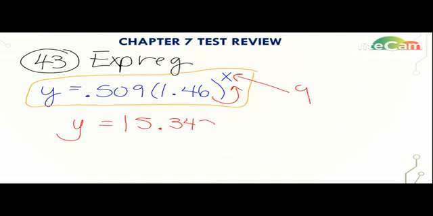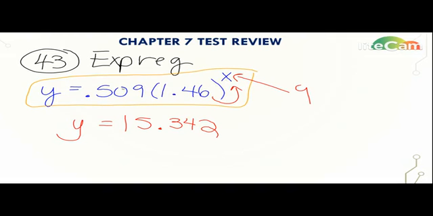Okay? Again, your answer is the equation. Do not write A equals and B equals. You have to write out the equation. They also ask us to plug in a 9 for the exponent, or the x. So again, I'm going to use PEMDAS, 1.46 to the 9th, and then I will multiply times 0.509.